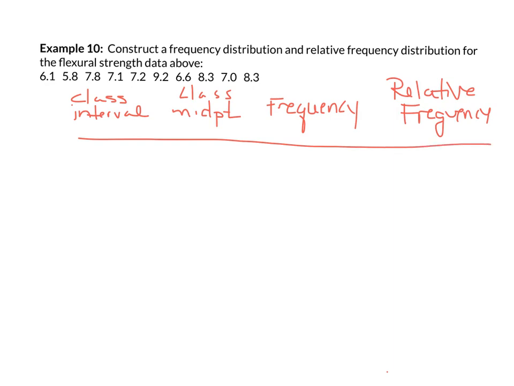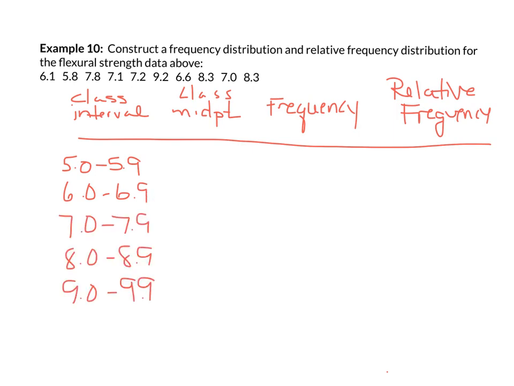Okay, so for the class interval, we already know that our data goes from 5.8 to 9.0, and we want our class intervals to be very consistent. So I'm going to make my class intervals go from 5.0 to 5.9, 6.0 to 6.9. For the class midpoint, we take the midpoint of the consecutive left endpoints. So for example, 5.0 and 6.0 are the left two endpoints. So the first class midpoint is the midpoint of 5 and 6, so we have 5.5. The next two are 6 and 7, so it's 6.5, and so forth.